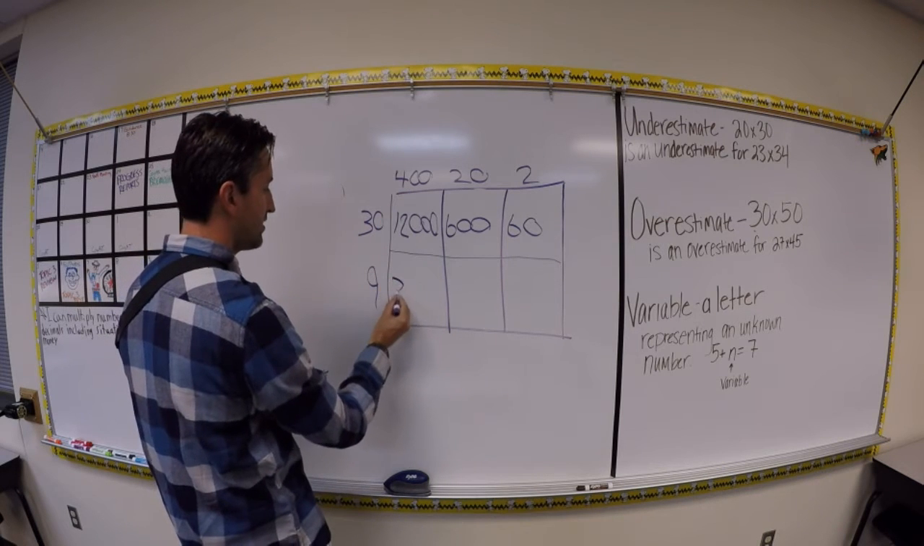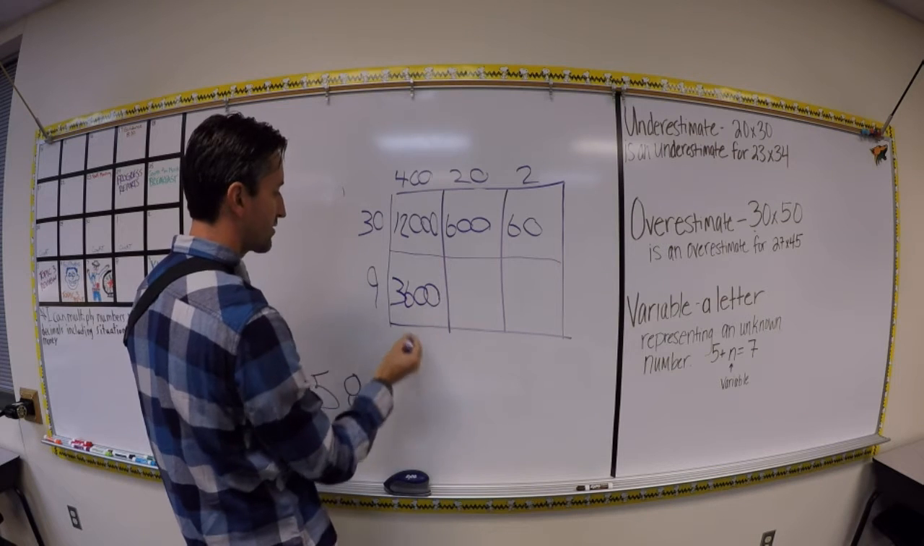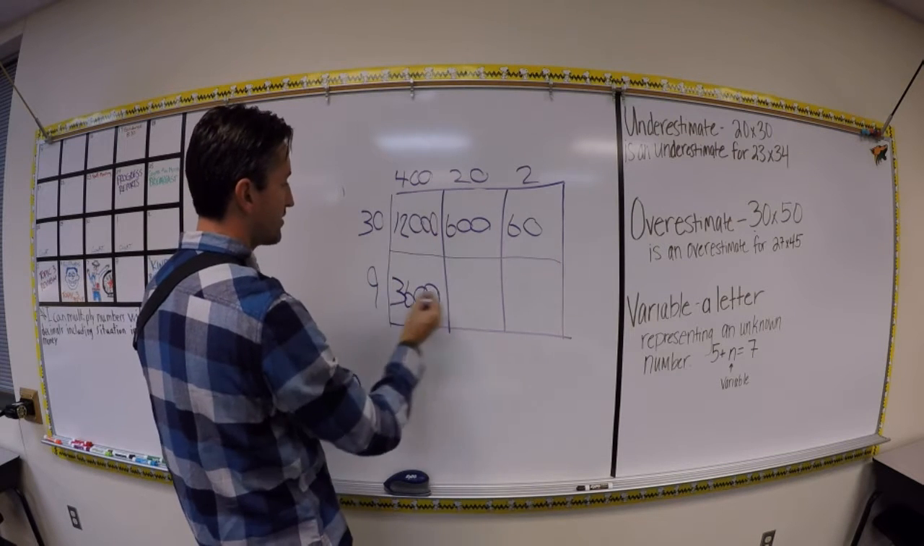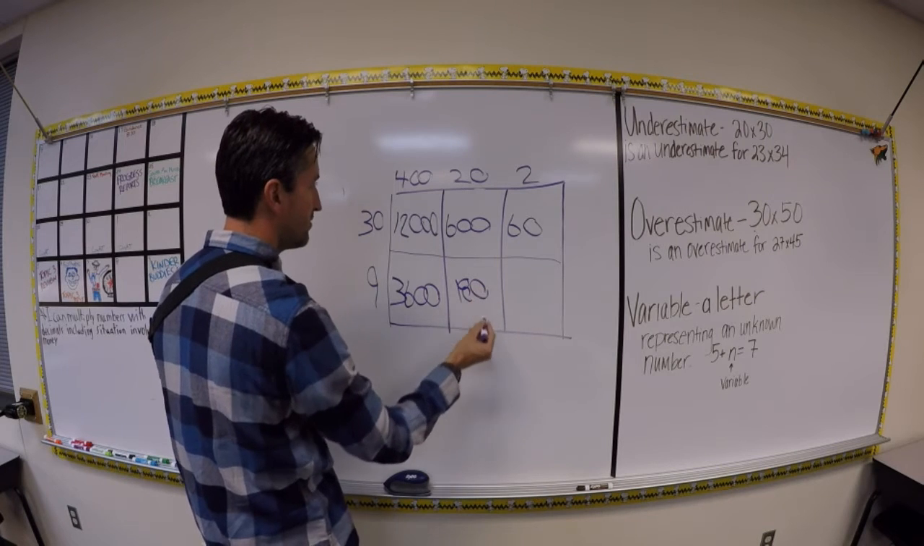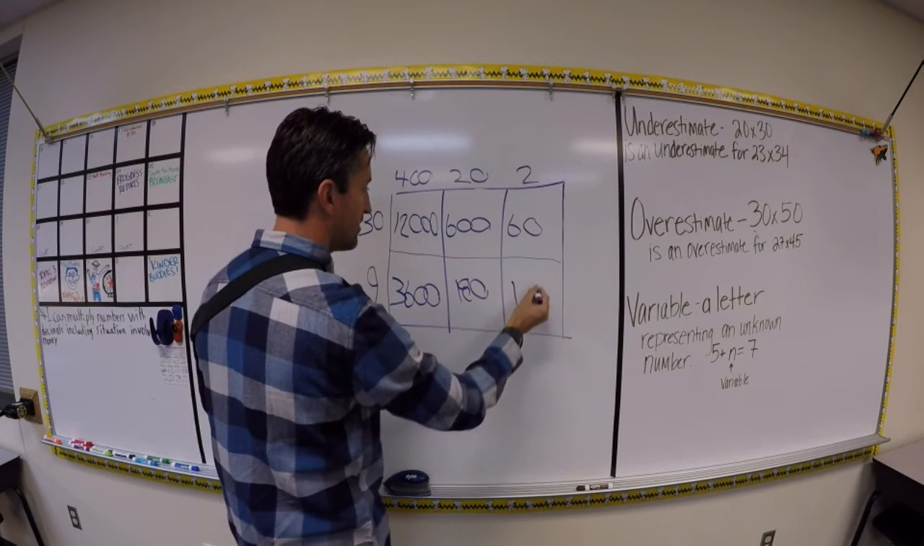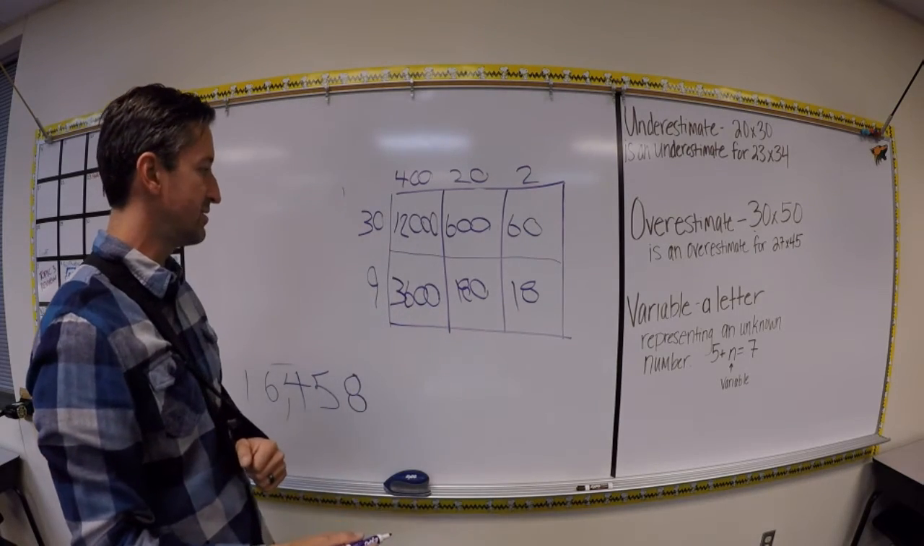4 times 9 is 36, and we left off 2 zeros, making 3,600. 2 times 9 is 18, and I left off 1 zero, so 180. And 2 times 9 again is 18. All that's left now is for us to add these.